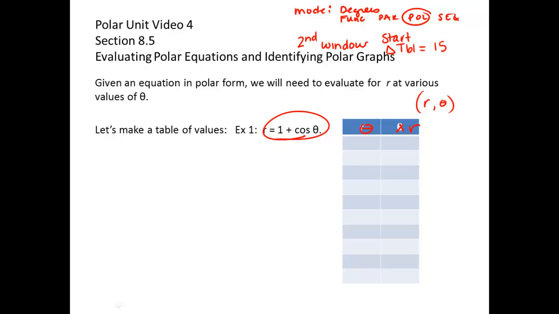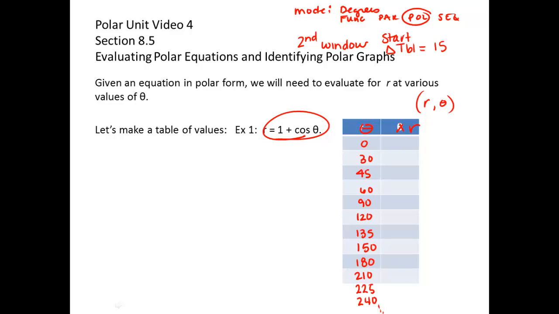So I want 0, 30, 45, 60, 90, 120, 135, 150, 180, 210, 225, 240, and of course we can continue into the fourth quadrant. If you're wondering where I got those values, look very carefully at where I got those values.